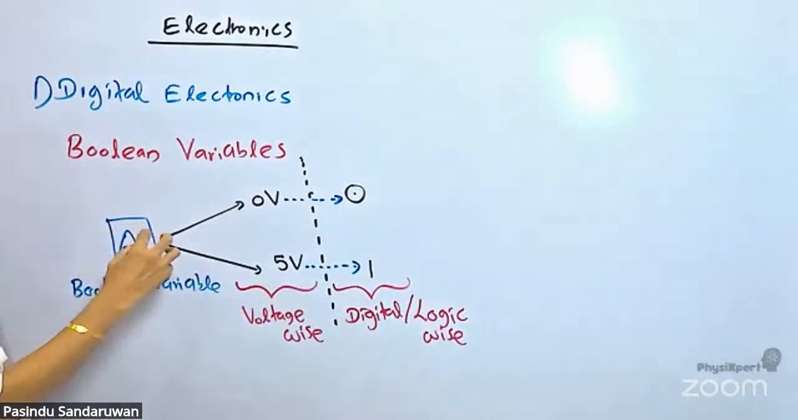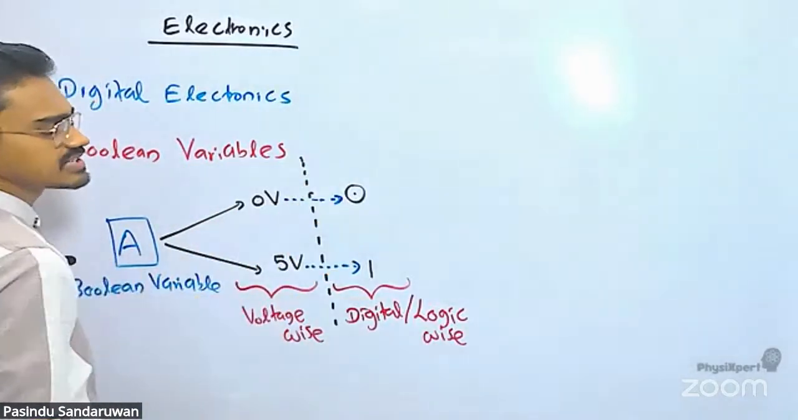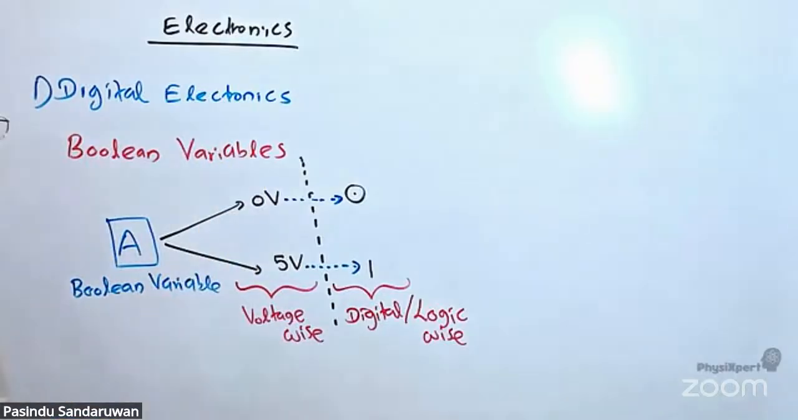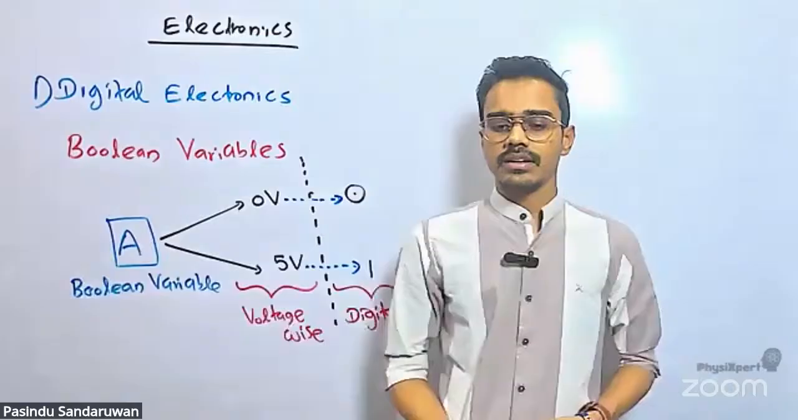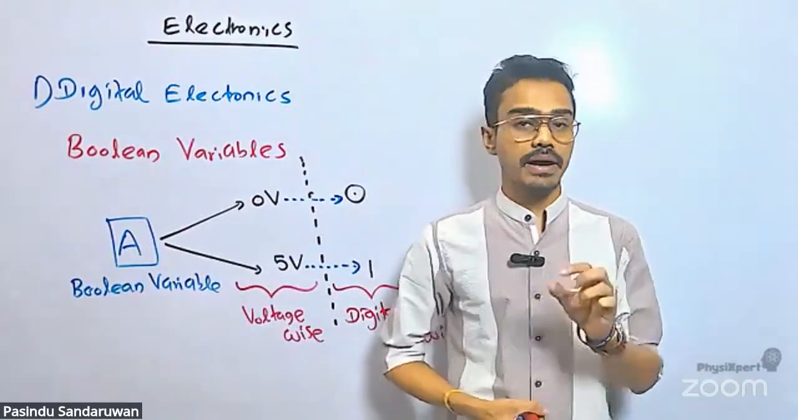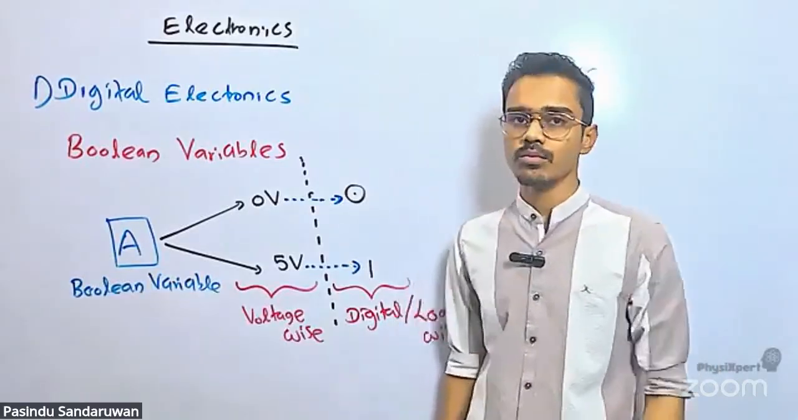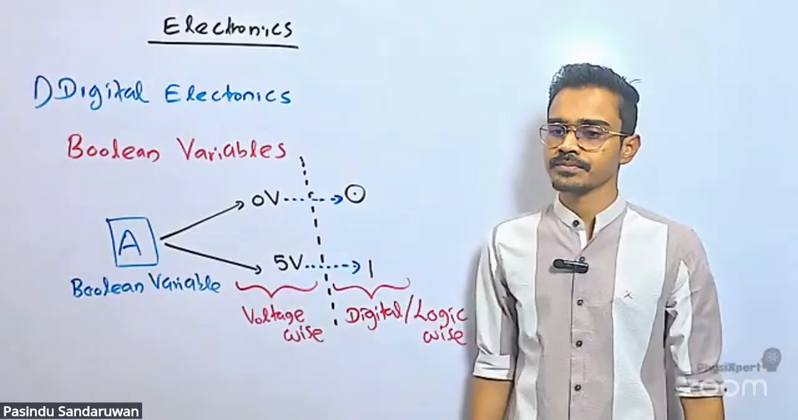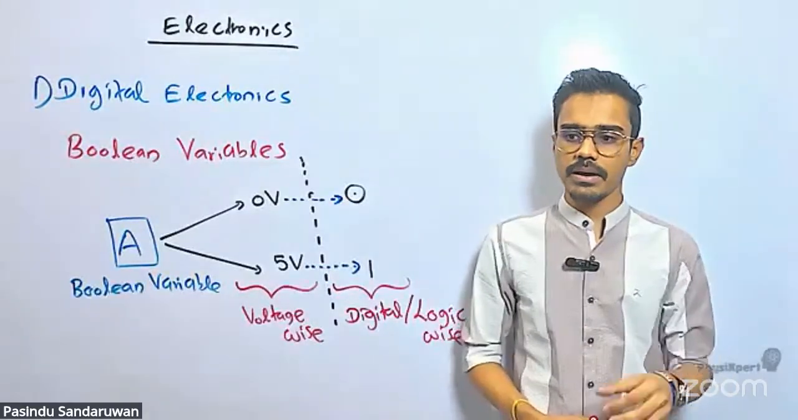So voltage wise we have 0 and 5, and logic wise, digital wise, we have 0 and 1. Right? So when we have two values, only two values, we call it binary. Therefore, this is also binary. This is called a binary variable. Boolean variables are binary variables. Bi means two, no? Binaries.